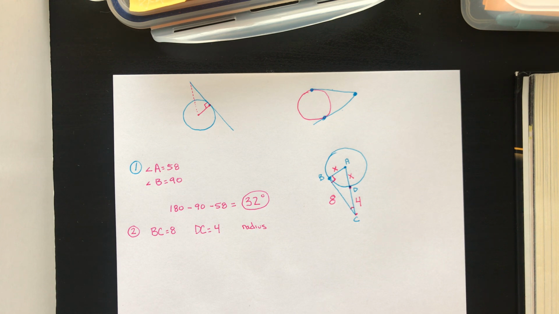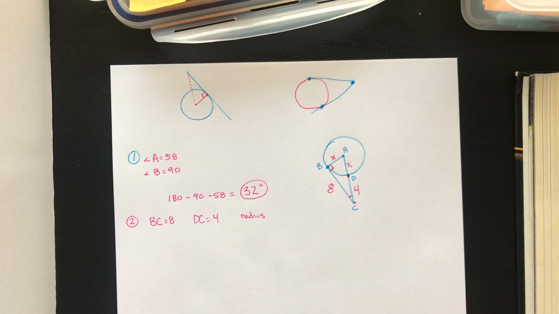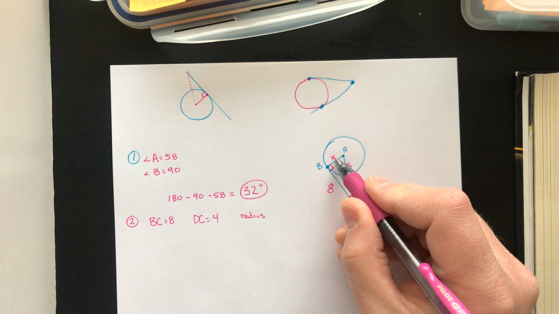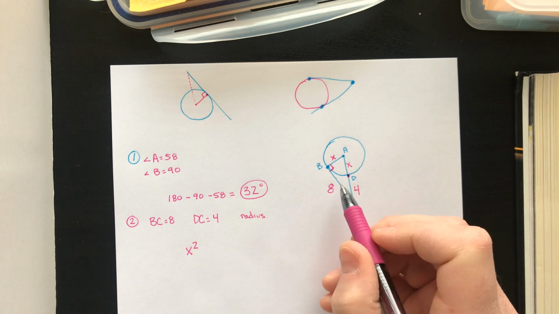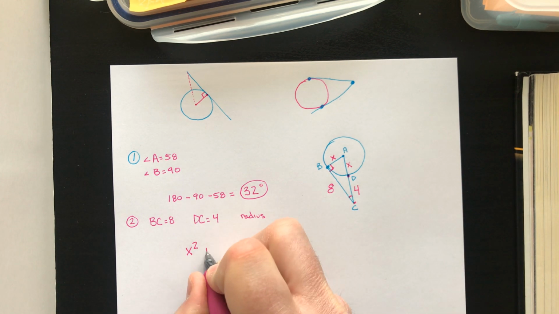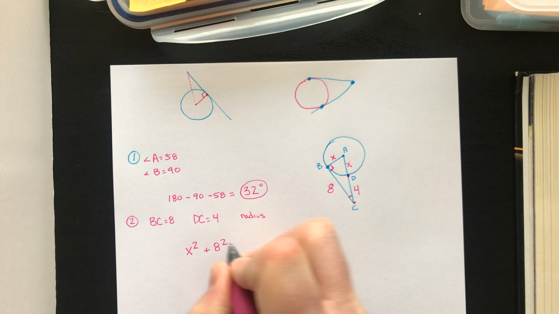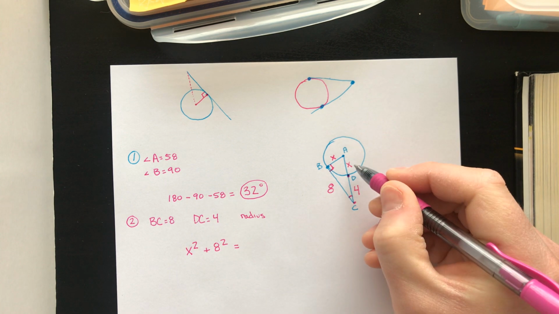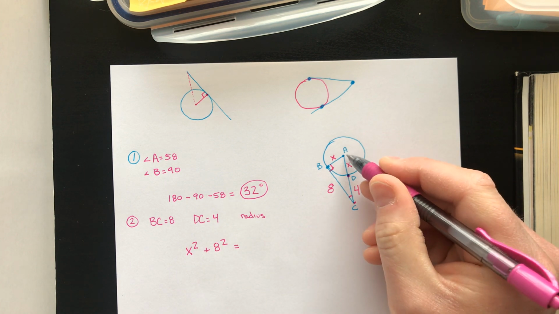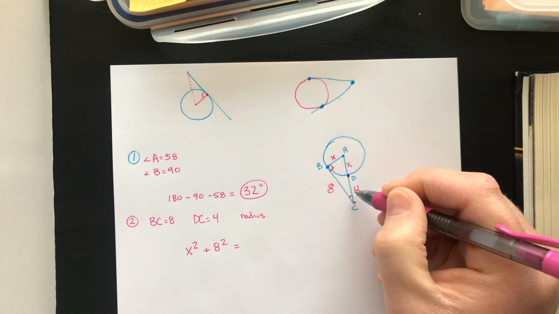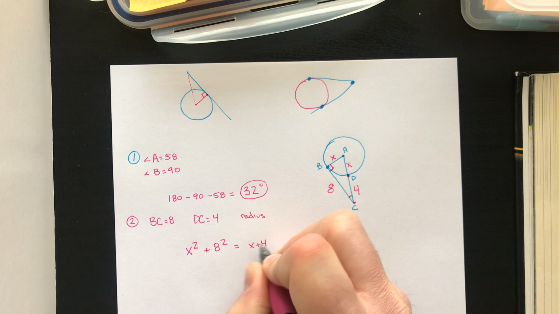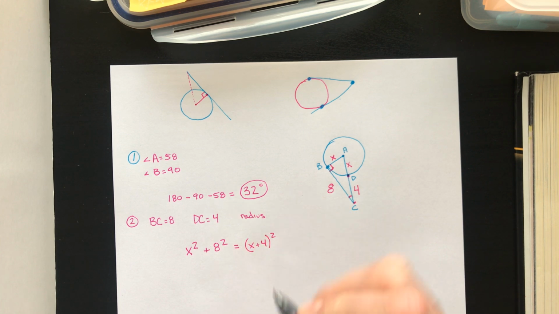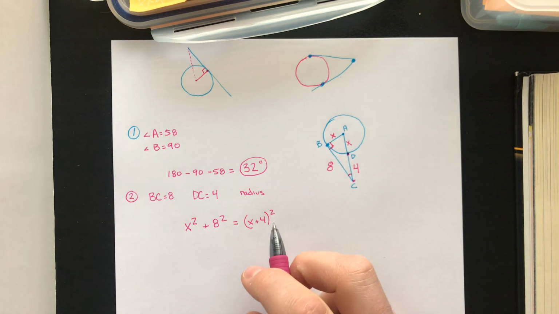All right? So we're going to use the Pythagorean theorem. So we have x squared plus 8 squared is equal to x plus 4. We need this entire hypotenuse, so it's x plus 4 squared. We're going to have to FOIL that. Remember that from Algebra 1?